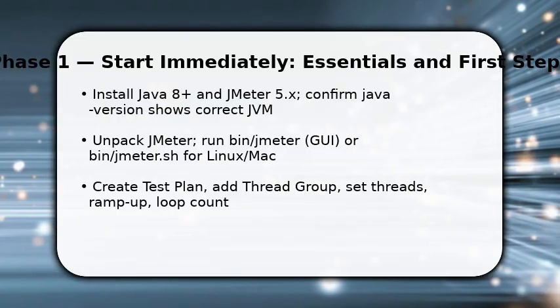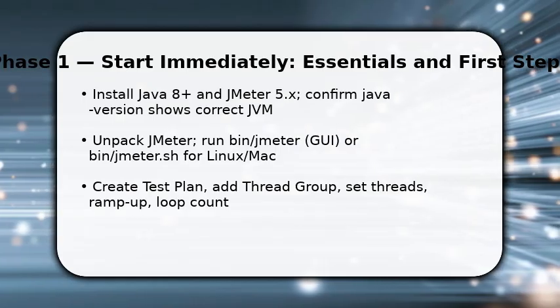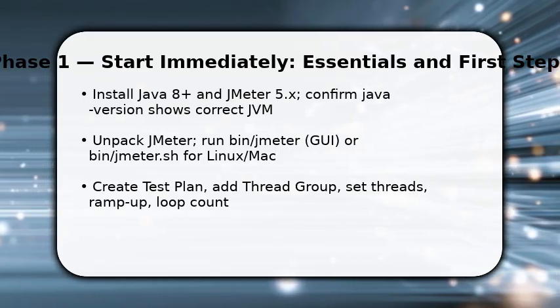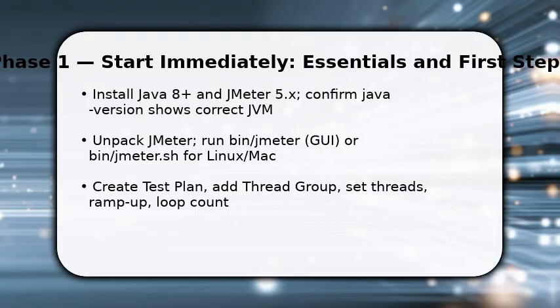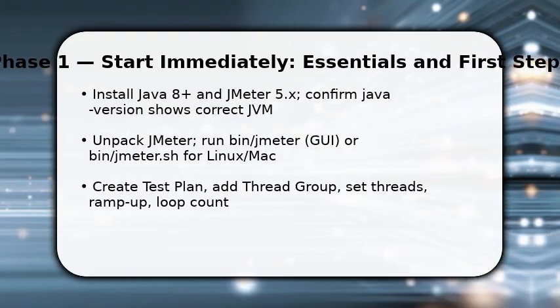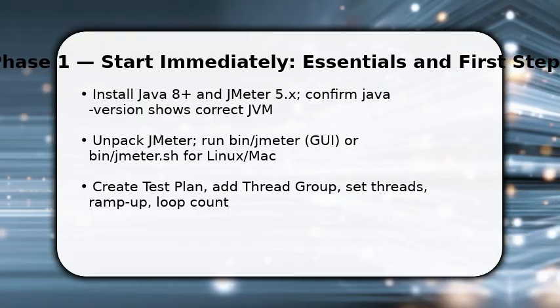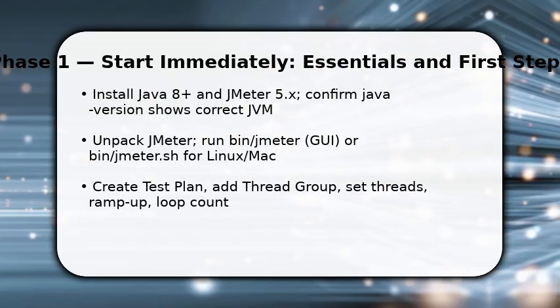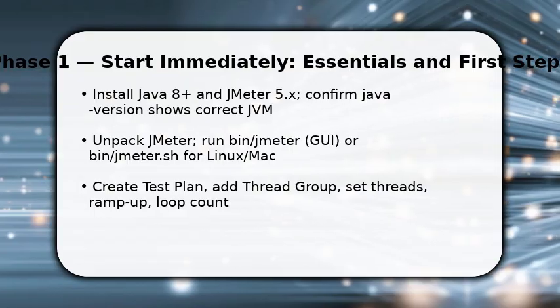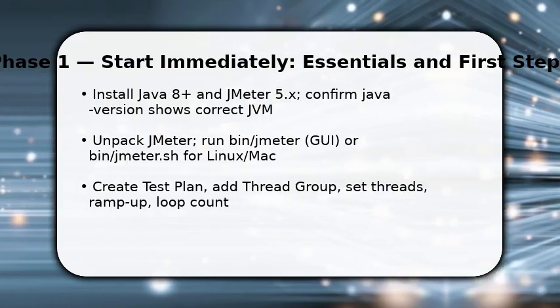You start by confirming Java and JMeter are installed, because JMeter is just a Java app. Once done, open the JMeter GUI and create a new test plan. Add a thread group immediately so you can set the load, threads, ramp up, and loop count. Make sure to name the thread group clearly. It helps when tests grow.